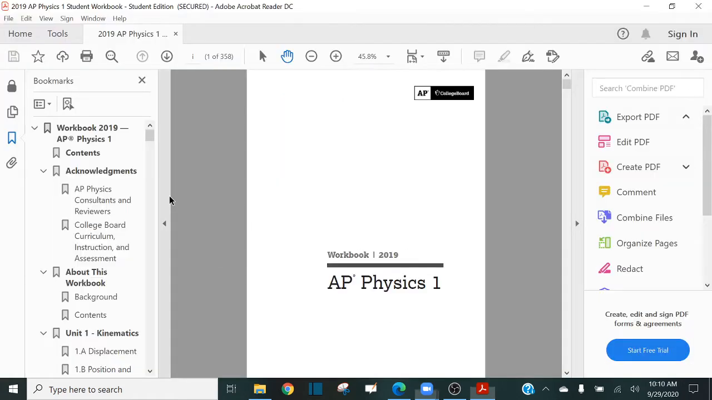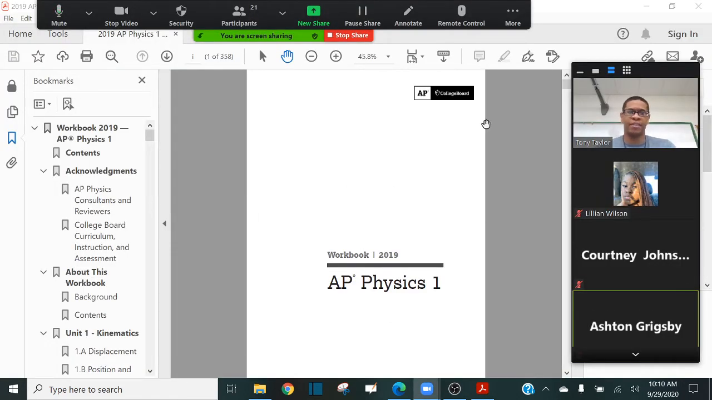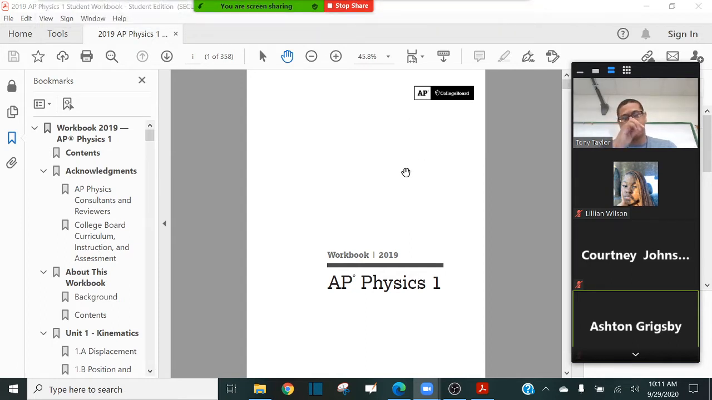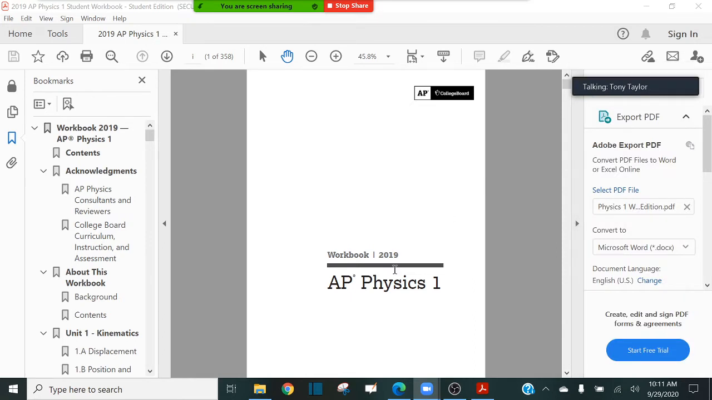So about a year ago, the College Board, basically, you know, these are the people who make the AP exam, developed this teacher workbook for AP Physics 1. And the reason they developed this is because prior to this time, a lot of physics teachers from all over the country were complaining that the AP exam is very, very difficult, and they felt they didn't have enough resources to be able to prepare the students properly for their tests.